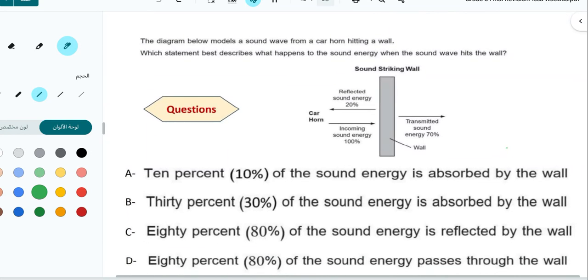The diagram below models a sound wave from a car horn hitting the wall. So here we have to do math. The incoming sound is 100%. Of that 100%, 20% is going to be reflected. So I'm going to subtract 20, and that gives us 80. That's from the reflected, that's given here. Then 70% of the sound is transmitted. So I'm going to subtract 70, and that gives us 10.